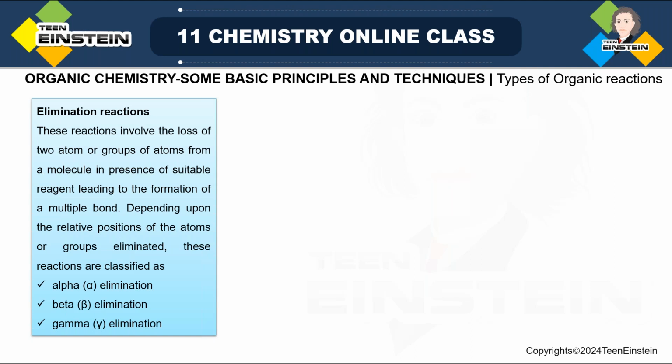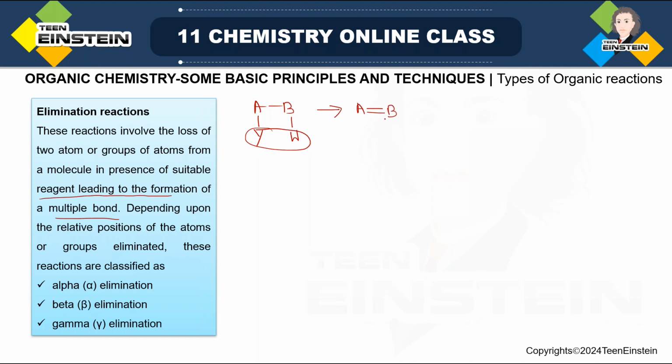Okay. So elimination reactions involve the loss of two atoms or groups from a molecule, in the presence of a suitable reagent, leading to the formation of multiple bonds. As I have said, you can start like this. There is already a sigma bond between Y and W, and if you remove these two, there will be generation of a sigma bond and a pi bond.